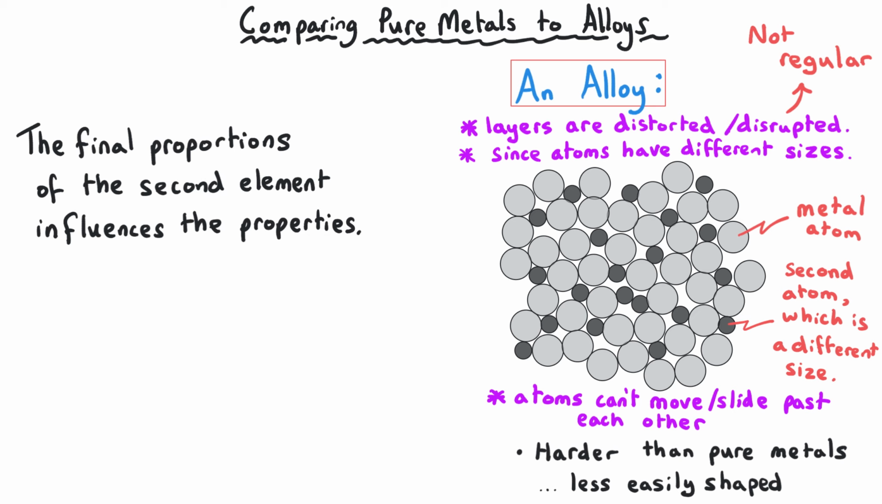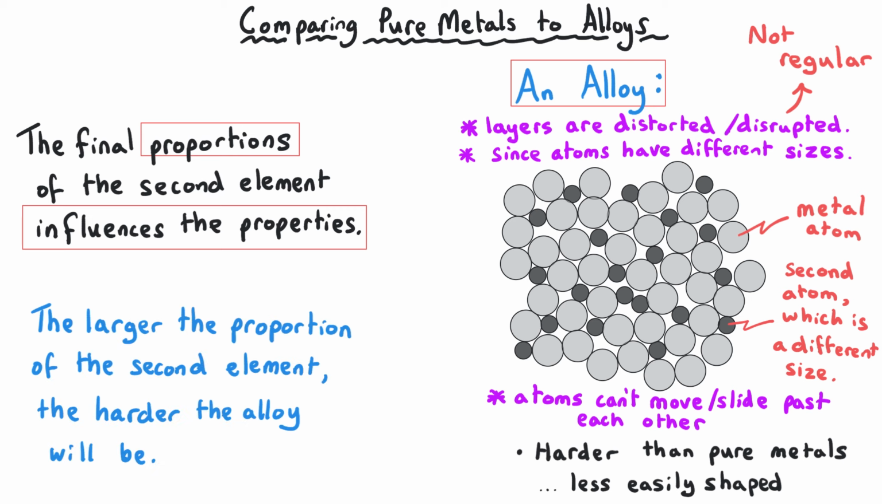And the precise proportions that you have for the alloy, in other words, how much of this extra element do we add compared to the original element, that will influence the properties that the alloy has got. For instance, the larger the proportion of this second element, the harder the alloy is likely to be, the less easily it will be shaped, and that would make it more suitable for a particular use.